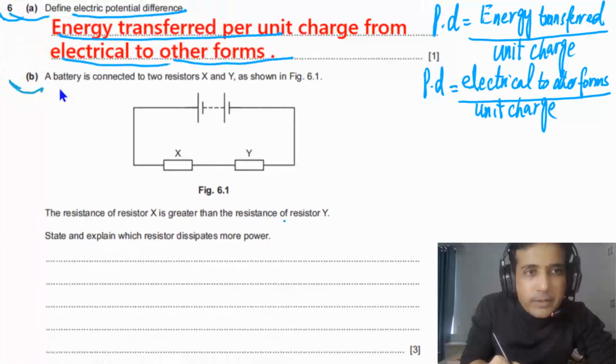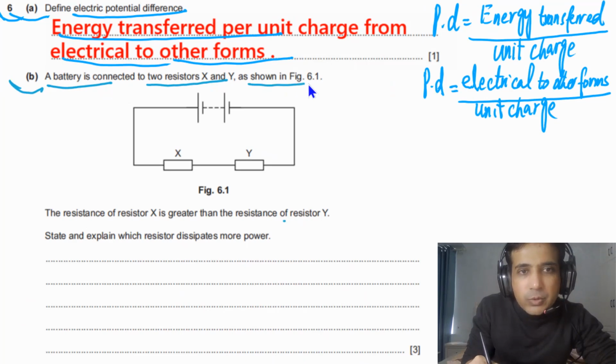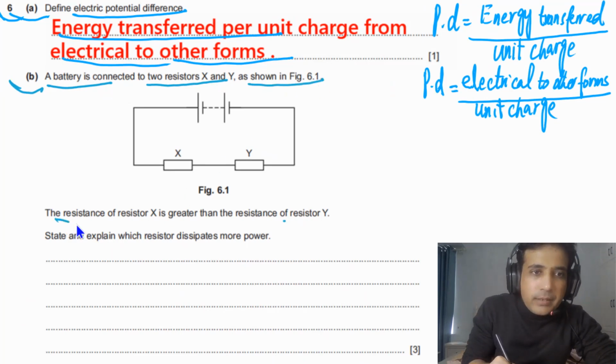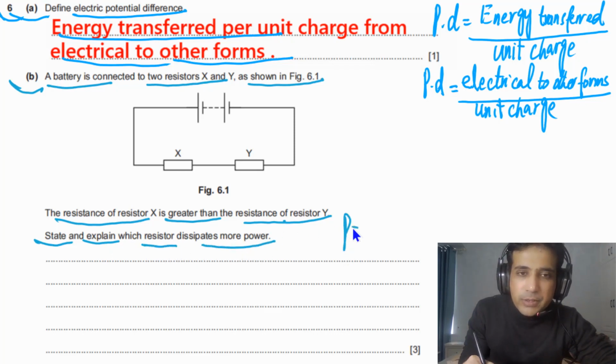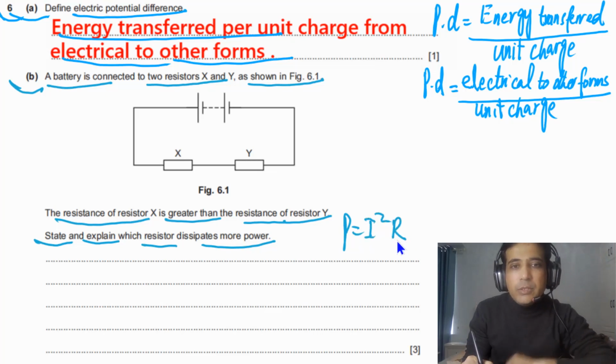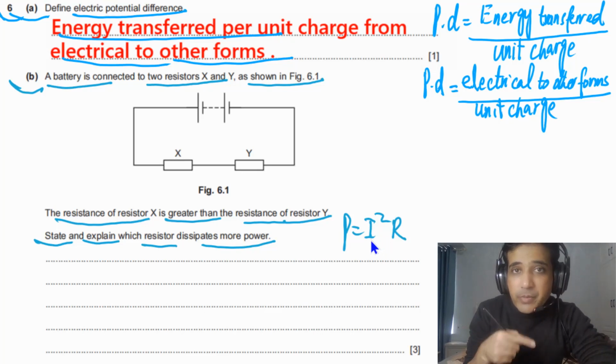For part B, it is given to us a battery is connected to two resistors X and Y as shown in figure 6.1. The resistance of resistor X is greater than the resistance of resistor Y. We need to state and explain which resistor dissipates more power. And for power, we need to understand power is equal to I square times R. So if I is greater, it means power will be greater. If R is greater, power will be greater.